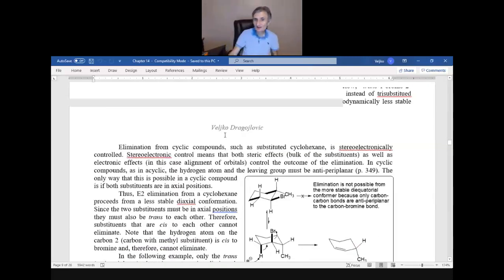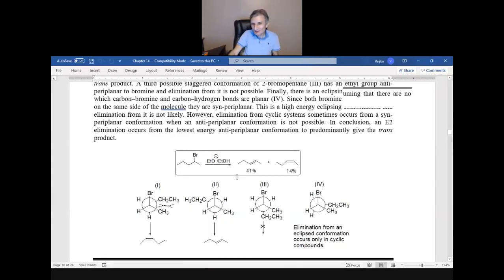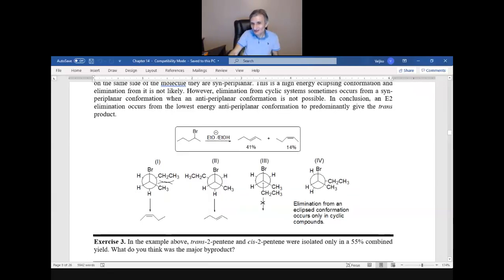And so here is what happens. When you consider trans 1-bromo-2-methylcyclohexane in its lowest energy chair conformation, again chapter 4, you can see this carbon-bromine bond should be aligned properly for elimination. And actually this is case 3. If you look, it's case 3, where the carbon-bromine and carbon-carbon bonds are aligned. Elimination cannot occur.